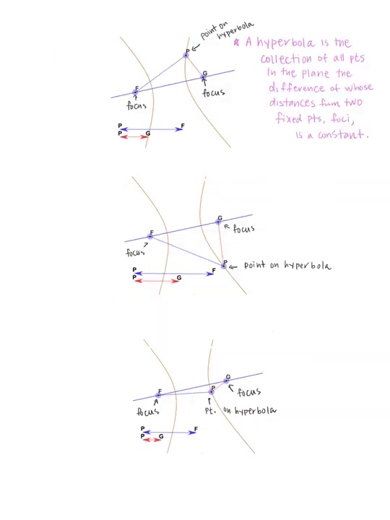Okay, so those of you who will be taking calculus and really want to understand what the definition of a hyperbola is, let me just recall what the book wrote. The textbook says, a hyperbola is the collection of all points in the plane, the difference of whose distances from two fixed points, foci, is a constant. Let's look at the first graph. The orange curve is the hyperbola, F and G are the focus, and P is any point on the hyperbola. Now, look at the distance from F to P and P to G.